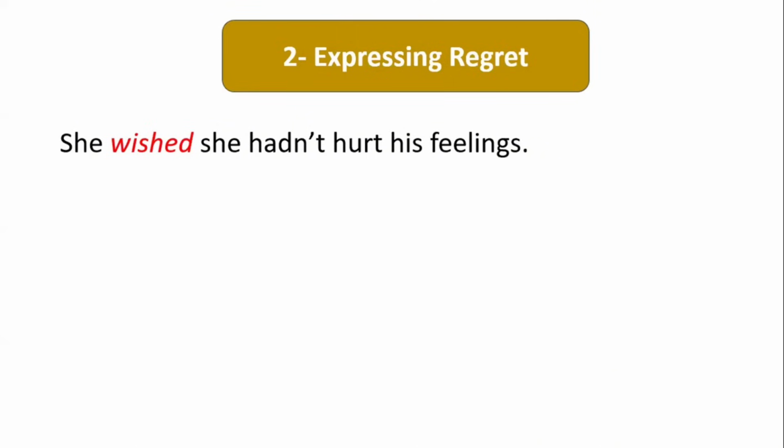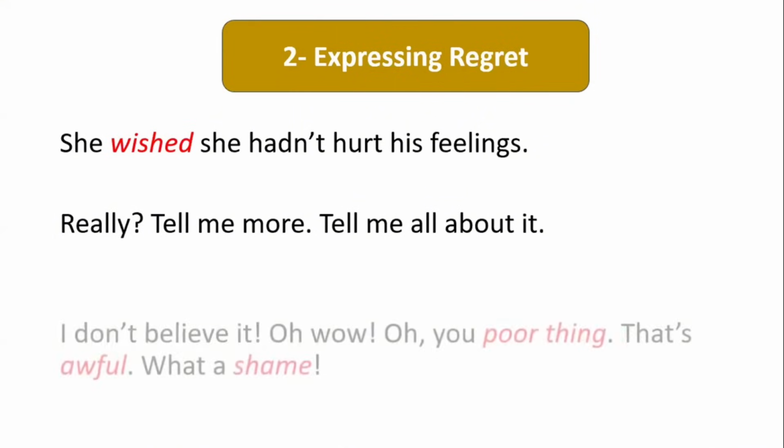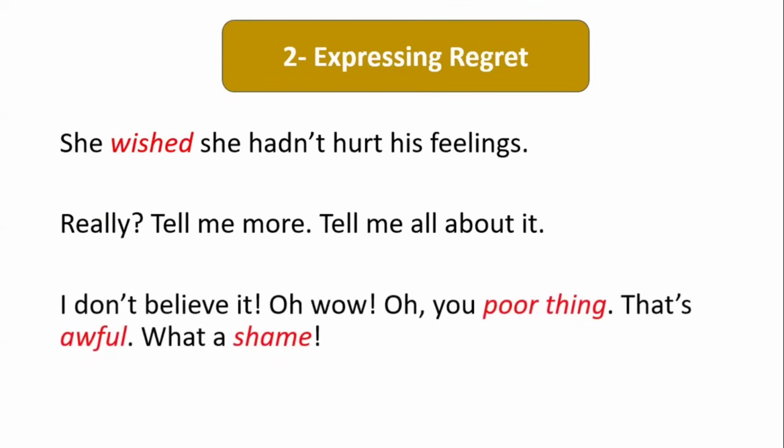Hurt his feelings, يعني تتمنى لو ما كانت جرحت مشاعره. In the past. Tell me more, or tell me all about it, means you feel for this person, like I've been there before, or I had this feeling, so I kind of sympathize with you. I don't believe it. Oh, wow, poor thing. All these expressions might be used in order to show regret or to show that you're sorry for someone.